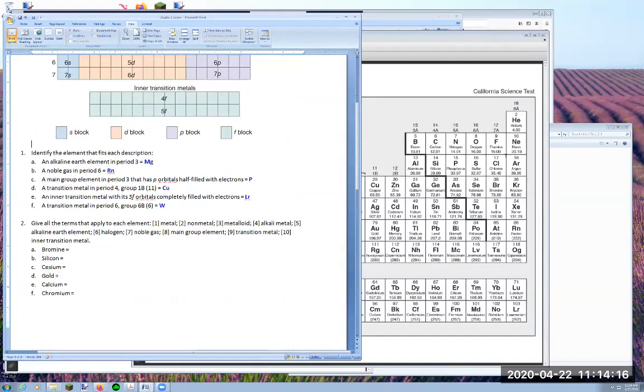So problem 2, give all the terms that apply to each element. You can classify them as metals, non-metals, metalloid, alkali metal, alkaline earth elements or metals, because they are metals too, halogen, noble gases, main group element, transition metal, or inner transition metals. So it's going to help you review what we just saw.